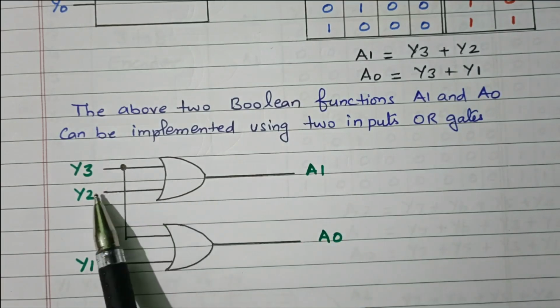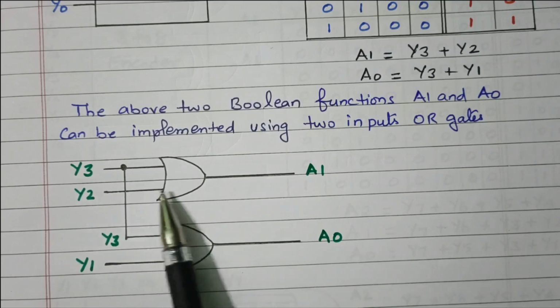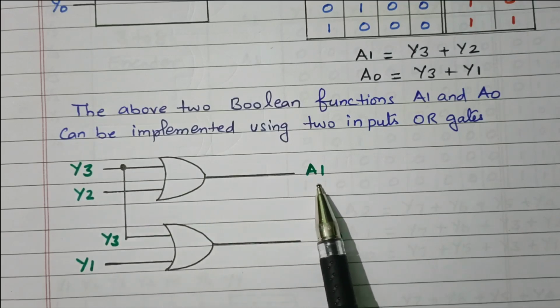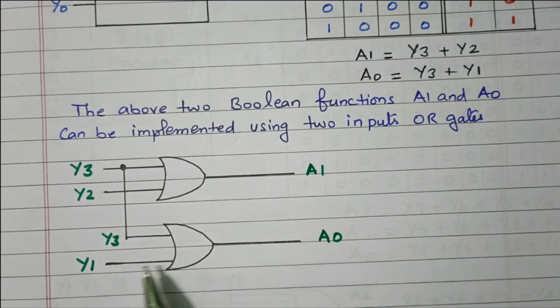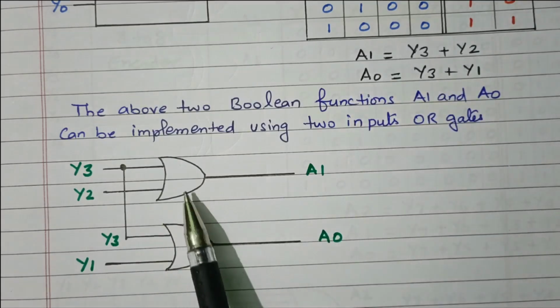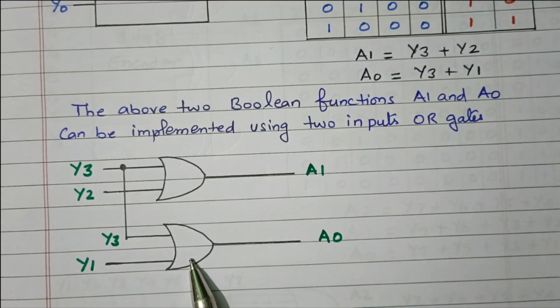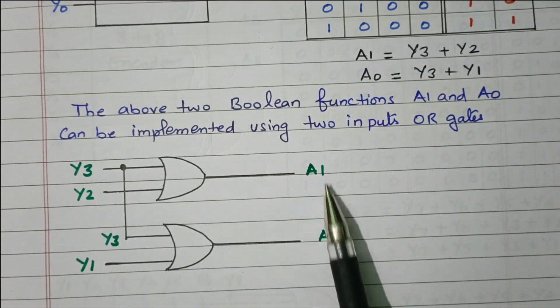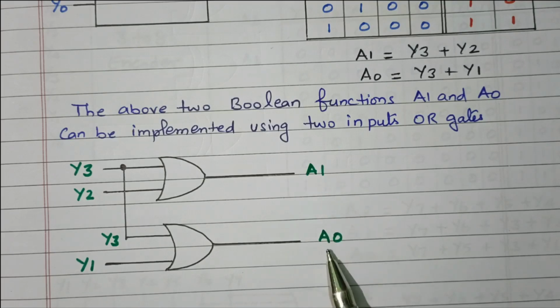Here y3 and y2 are given, so these two will be added. We got the value A1. For this OR gate, we connected y1 and y3, so that we got A0, right? Based on the logical expression, the logic gates are connected, the corresponding inputs are connected, so we'll get the corresponding outputs A1 and A0.